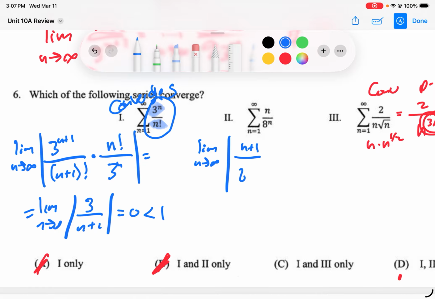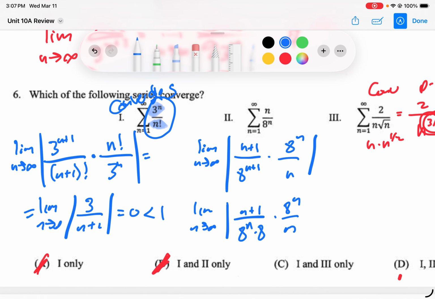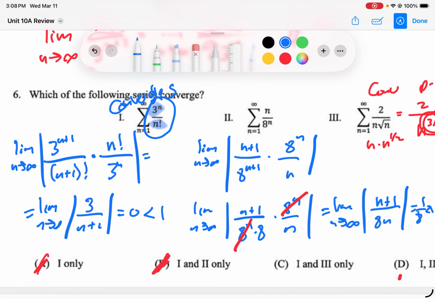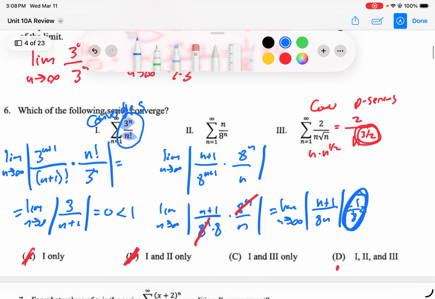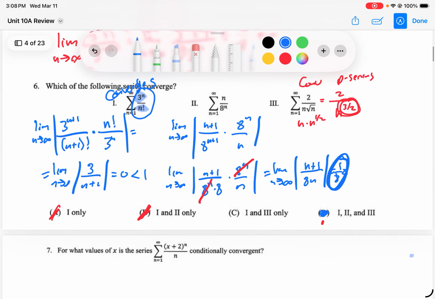It's (n plus 1) over 8 to the n plus 1 times 8 to the n over n. The limit as n goes to infinity: rewrite 8 to the n plus 1 as 8 to the n times 8. Those 8 to the n's cancel, and this is equal to the limit as n goes to infinity of (n plus 1) over 8n, which is equal to 1/8, which is less than 1, therefore it converges. That ratio is 1/8, basically the r number if it was a geometric series. So that's how the ratio test kind of looks like the geometric series.